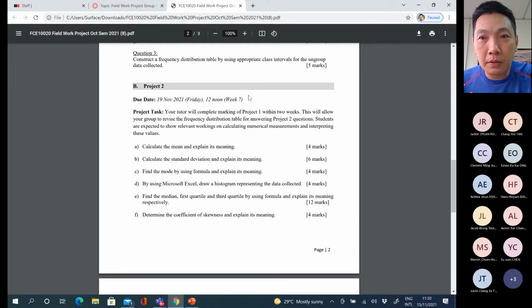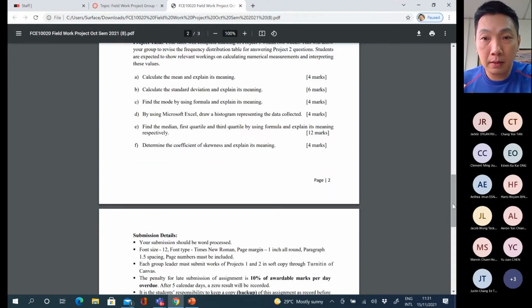Okay, so for project 2, all are group data. You have to use the group data to calculate the mean, standard deviation, mode, and also draw the histogram, calculate the median, first quartile, third quartile, and coefficient of skewness. There are two formulas you can use. You can use mean minus mode divided by standard deviation, or you can use 3 multiplied by mean minus median divided by standard deviation, and you have to explain the answer.